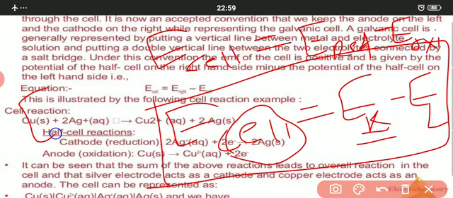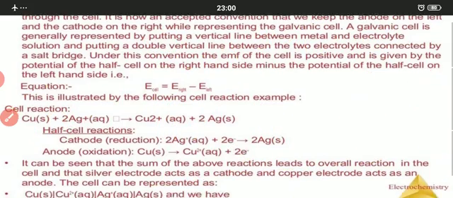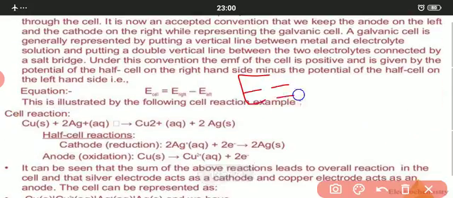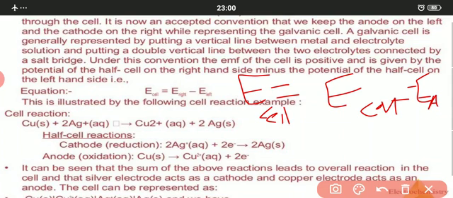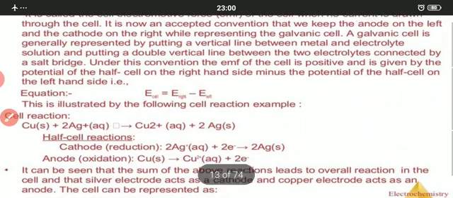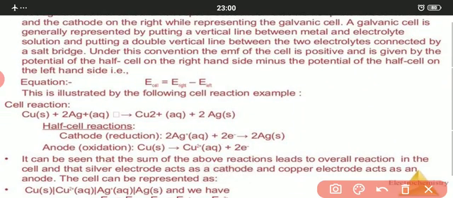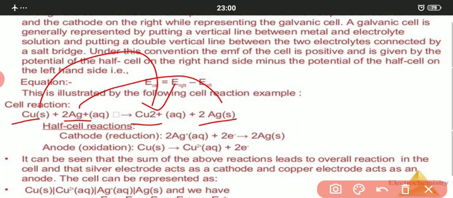Or we can say E cell is equal to E cathode minus E anode. Okay, see here, Cu plus 2Ag+ gives Cu2+ plus 2Ag. Here copper gets oxidized while silver gets reduced. So in our chemical reaction, cathode reduction is here, anode oxidation is here.